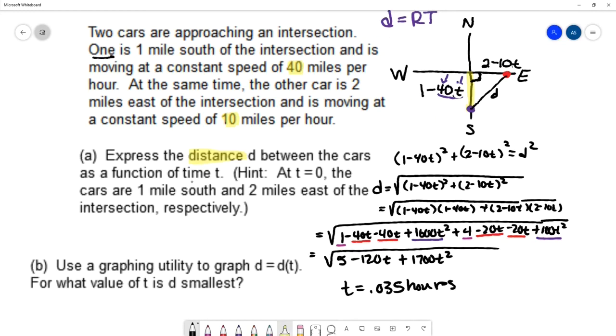Which makes a lot of sense to me because we are relatively close to the intersection already. So these two cars are going to get close to each other very quickly. So the minimum occurs, the smallest distance occurs, 0.035 hours from this initial moment when we have the car south being 1 mile south and the car east being 2 miles east.